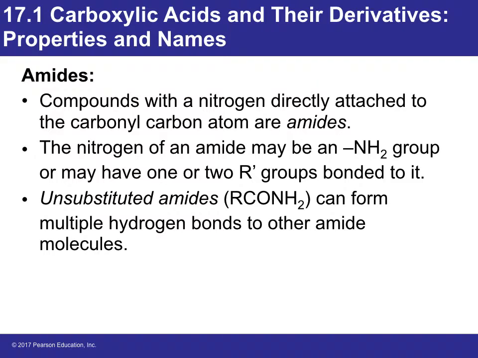Next, we're looking at amides. They have a nitrogen atom that is attached to the carbonyl carbon, and we call those amides. The nitrogen of an amide may be either an NH2 group or may have more R' groups bonded to it, depending on if it's primary, secondary, or tertiary. The ones that are unsubstituted, such as RCONH2, can form multiple hydrogen bonds to other amide molecules.